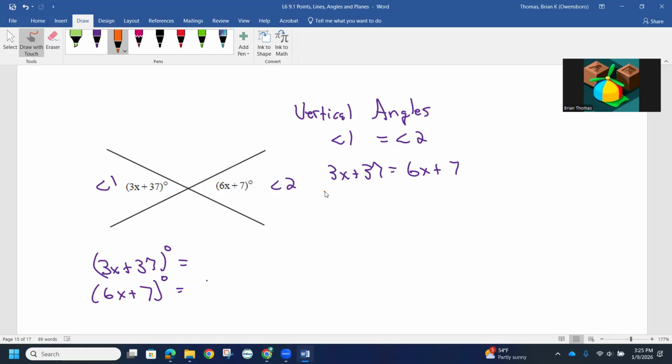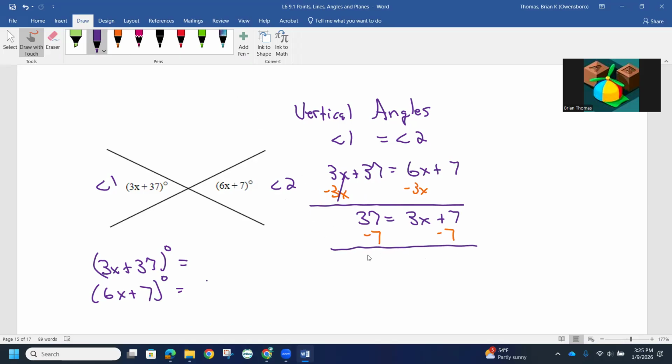So again, we know we have to subtract 3x here and we have to subtract 3x here on both sides. So when I do that, the 3x's will zero out. I get 37. And notice here I should have brought down a 3x plus 7. And I brought down a 6x there. So I didn't do my math correctly. 6x take away 3x is actually 3x. So then if we subtract 7 on both sides, we're going to get 30 equals 3x.